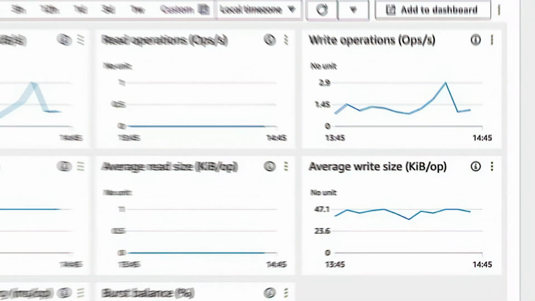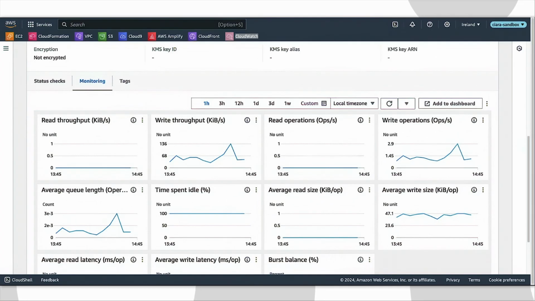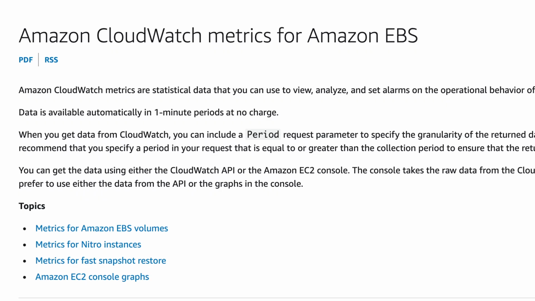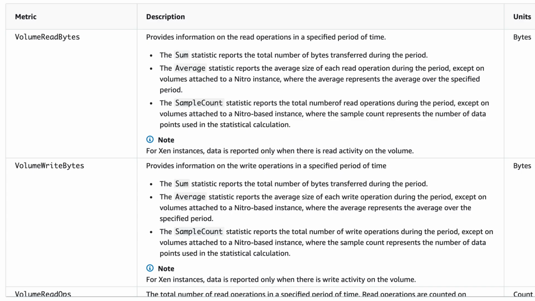The next thing that I would look at is the throughput metrics of the volume. This is the amount of data transferred to and from that volume per second, and it's measured in megabytes per second. For this, we have our read throughput and write throughput. In the CloudWatch documentation, you'll see it as volume read bytes and volume write bytes.